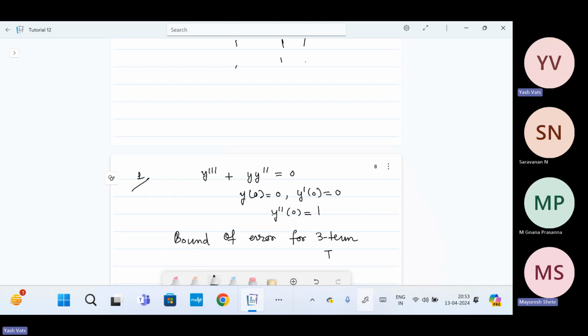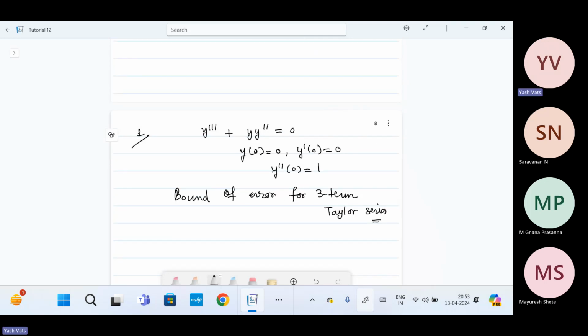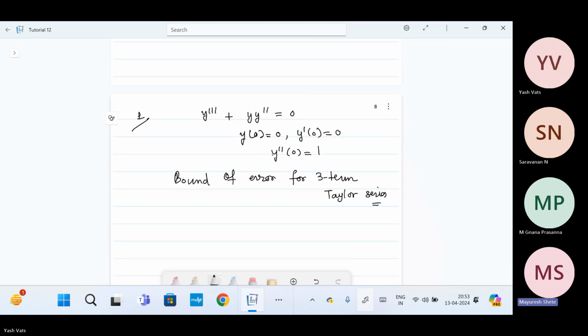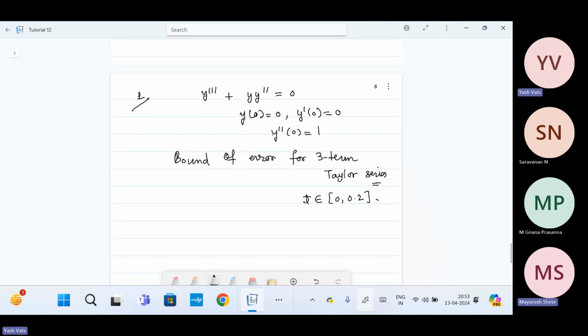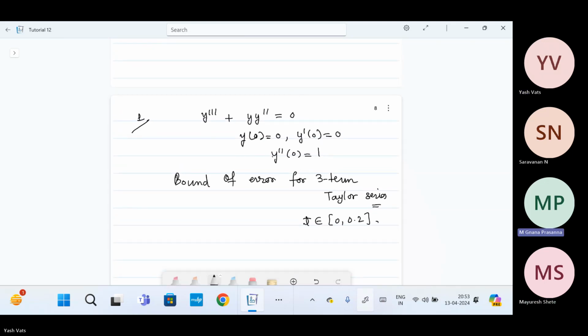How do you do that? Can you guess? And what is h? Not given. What is given is the t bound, 0 and 0.2. So we need to find 0.2.